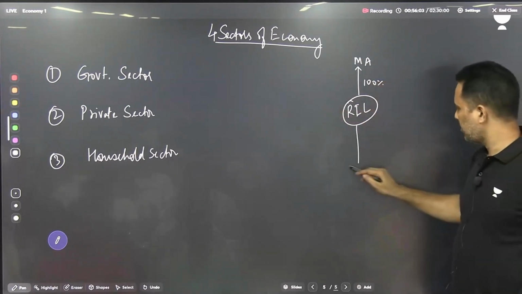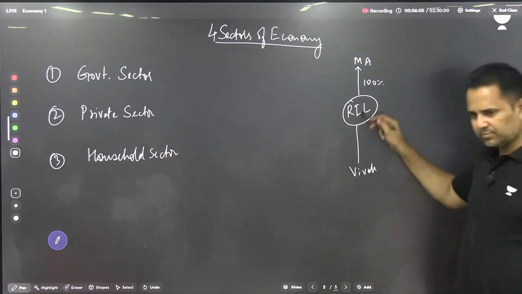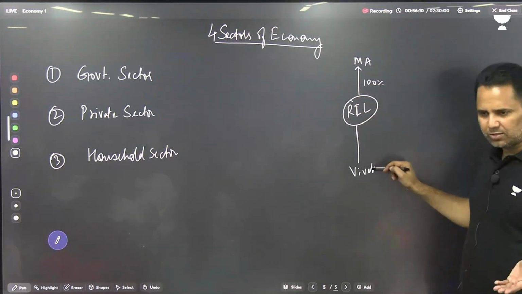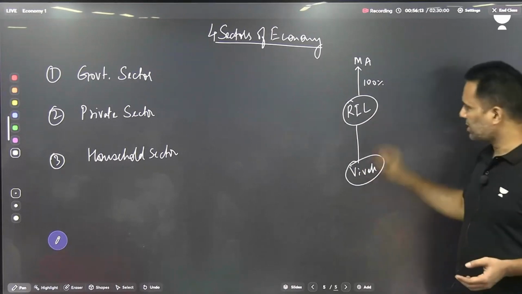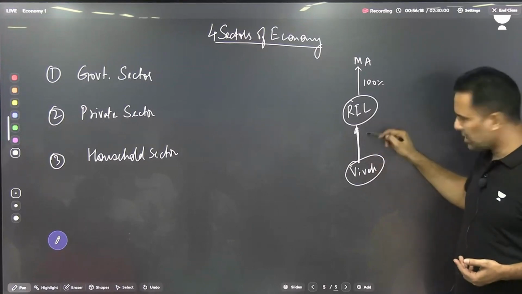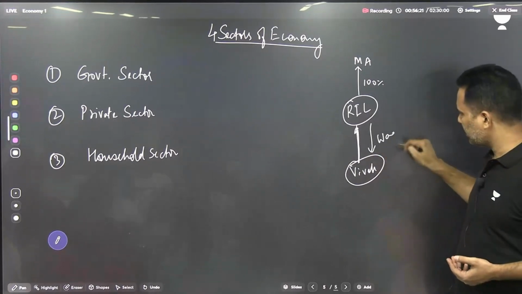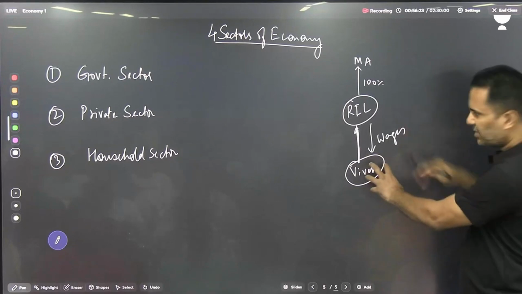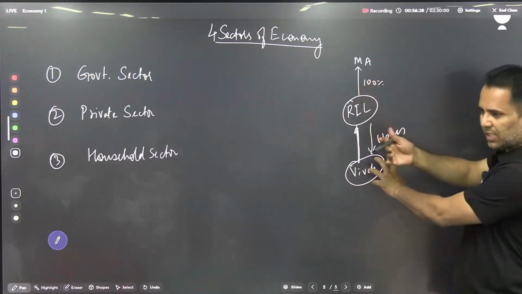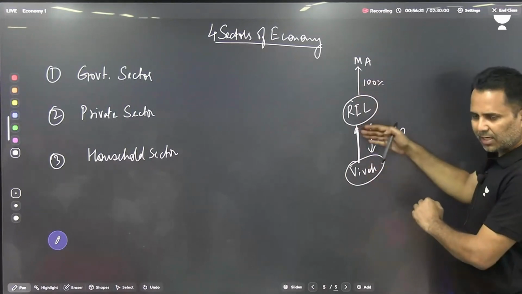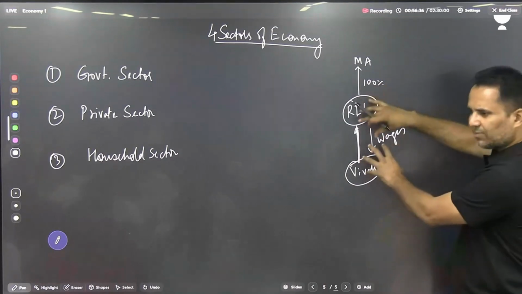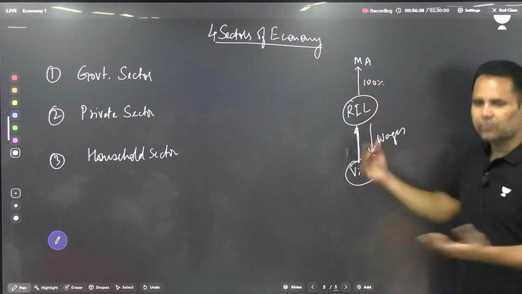If Vivek works in Reliance, Vivek belongs to which sector? Household sector. So Vivek belongs to the household sector, Reliance belongs to the private sector. Vivek gives his mental labor to RIL and RIL pays wages. So Vivek belongs to a different sector, RIL belongs to a different sector, but both are linked by a relationship. The relationship is that Vivek is giving his mental labor and RIL is giving wages. So they are linked, but they don't belong to the same sector. RIL is private sector, Vivek is household sector.